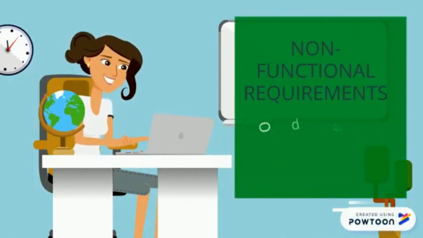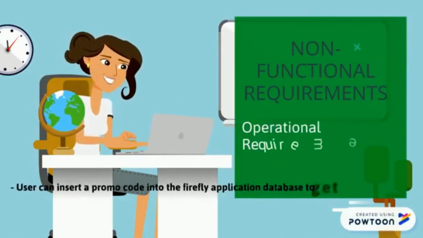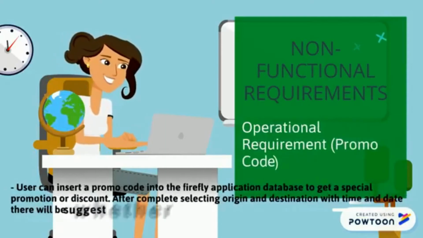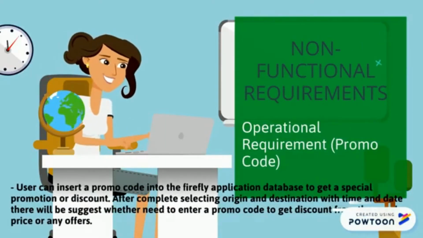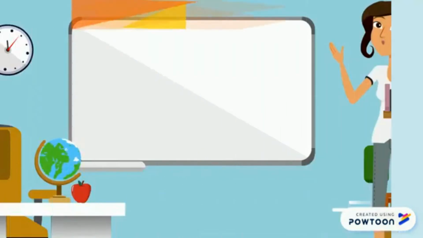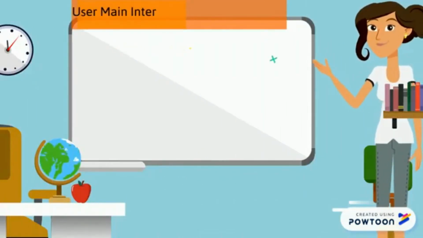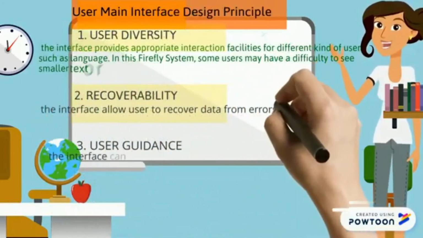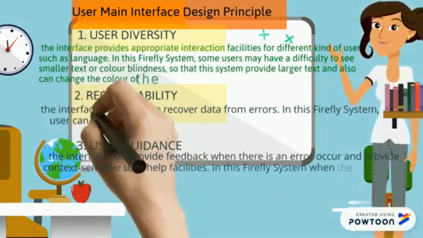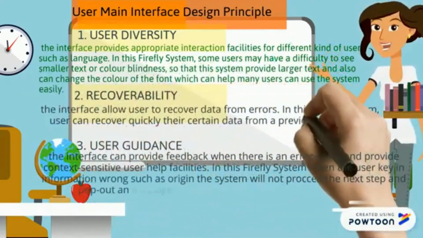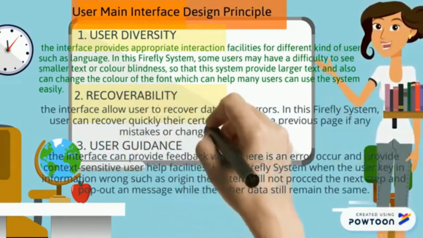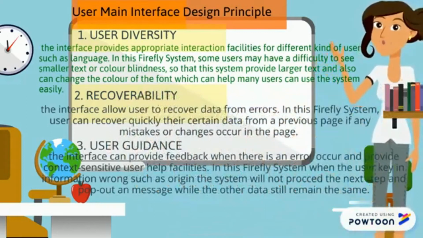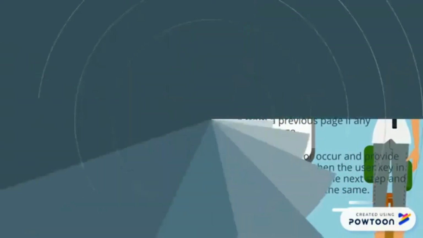Non-functional requirements: operational requirements, promo code. The user can insert a promo code into the Firefly application database to get a special discount. User interface design principles. User diversity: provides appropriate interaction facilities for different kinds of users, such as language. Recoverability: recover data from errors. User guidance: provide feedback when there is an error.